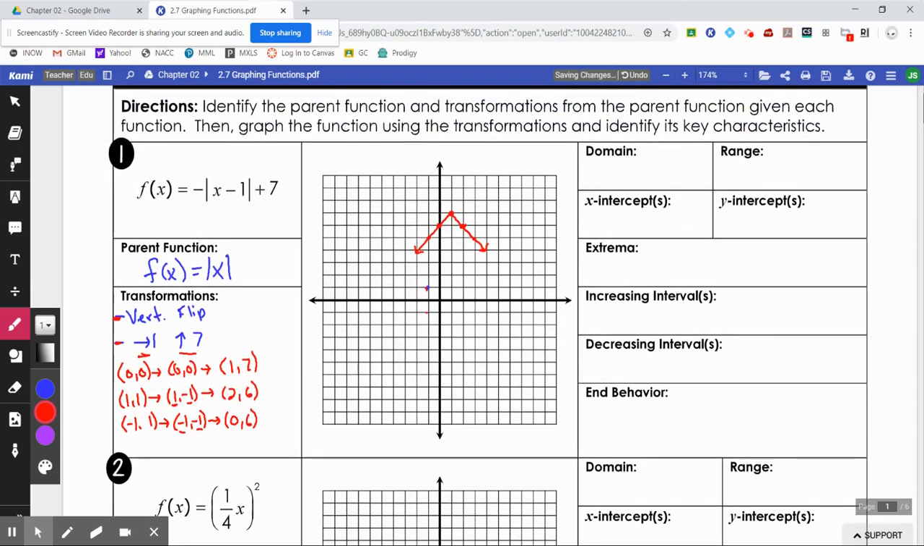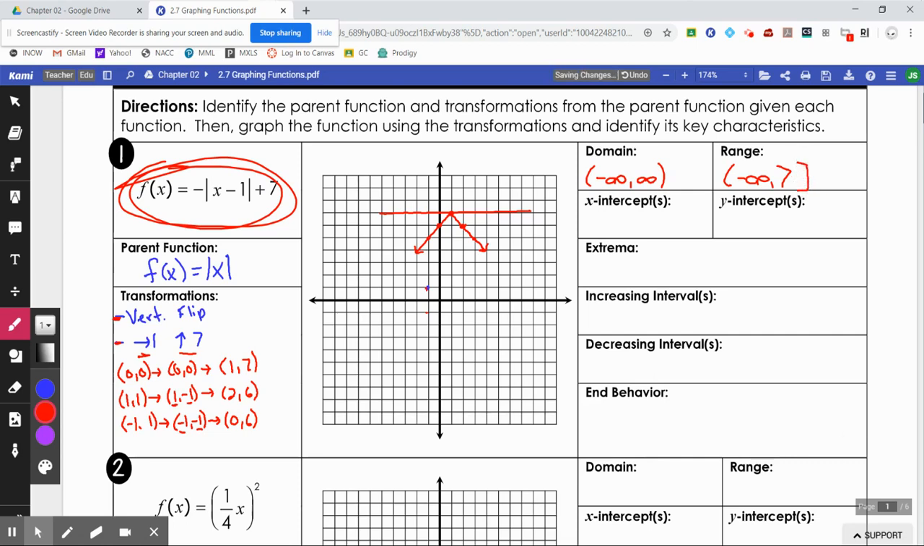So therefore, the domain would be all real numbers, negative to positive infinity, and you can get all of these answers from here. The range, the highest value is going to be here at 7, so the range is going to be from negative infinity up to 7, and that 7 would be included.